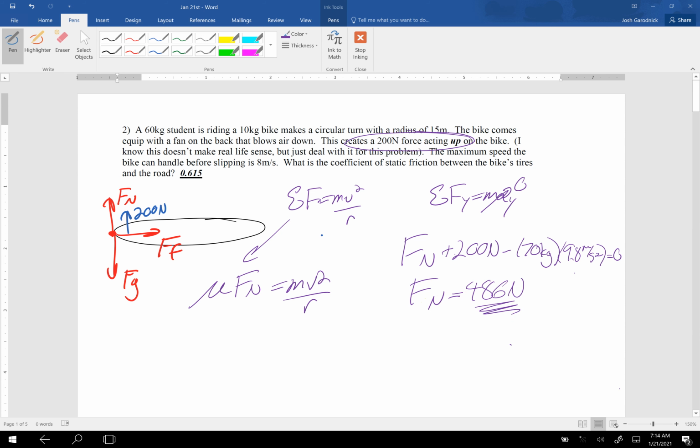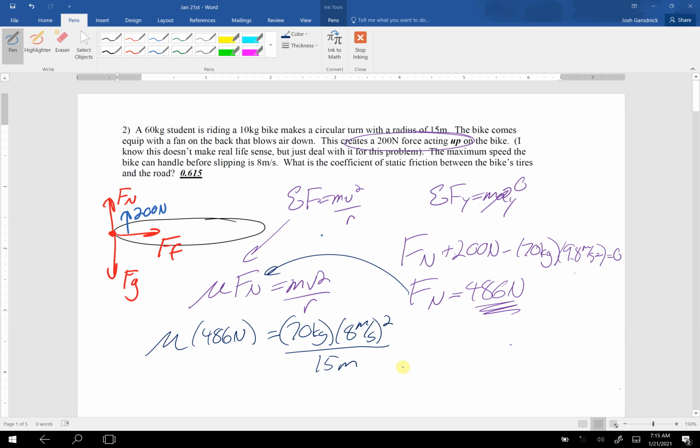So this is like one of those cases where actually the mass is not going to divide out. After this, though, we can substitute our normal force in. We have mu times 486 newtons, causing the total mass, 70 kilograms, to move in a circle of radius 15 meters at 8 meters per second. Sorry, I'm reading the problem. 8 meters per second squared, all over our radius of 15 meters. Solving for this, you would get that mu equals 0.615.